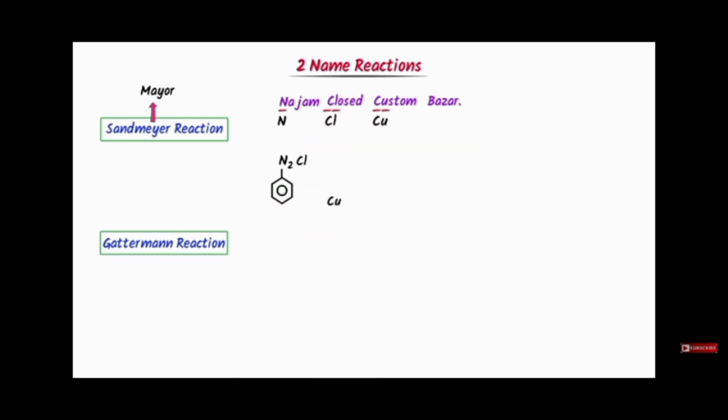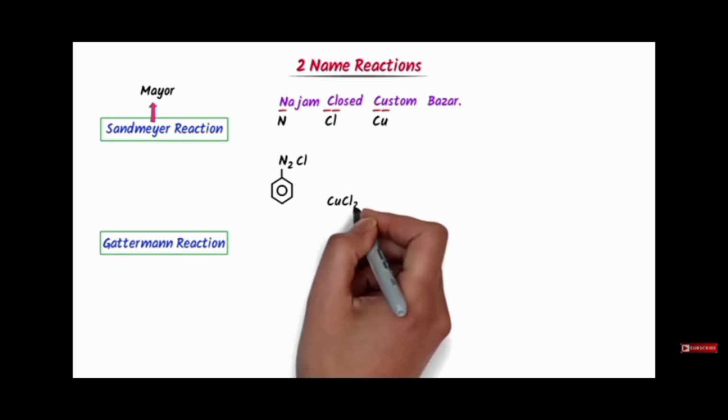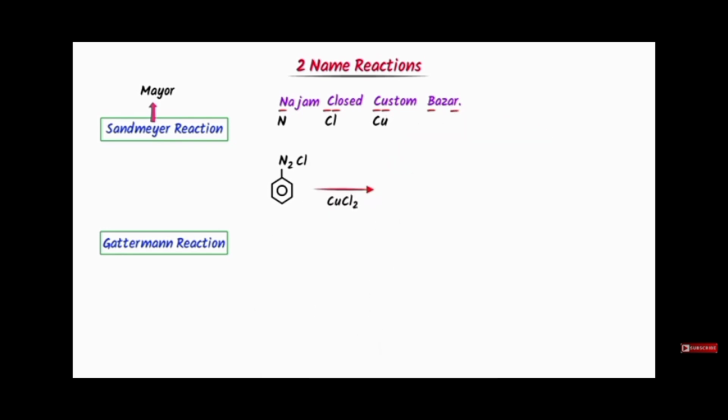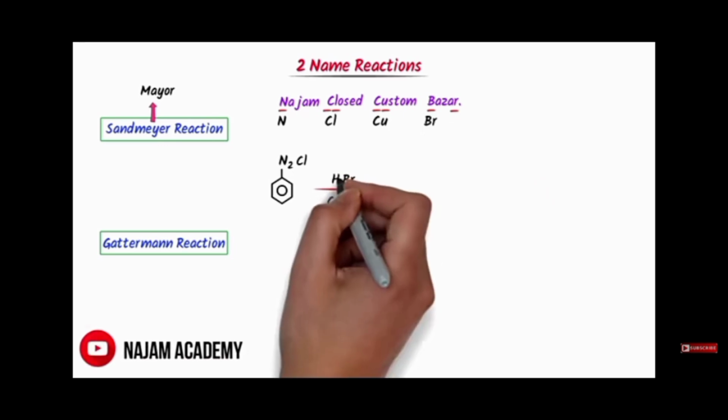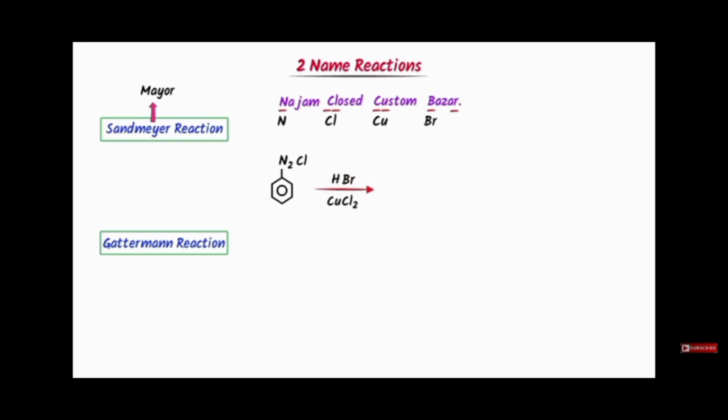I again need to put one halogen like chlorine. This Br in bazaar stands for bromine. We know that Br does not exist independently. I put hydrogen with it. So these are the reactants of this reaction.